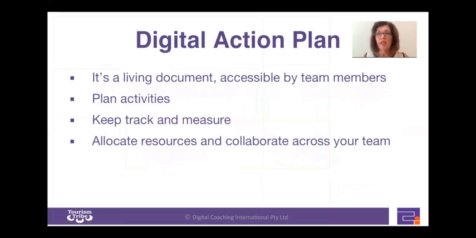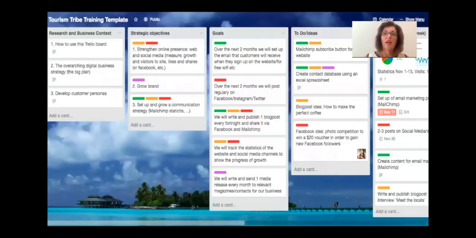A digital action plan, the short-term one, it's a living document. It's accessible by team members, the one that we're going to share with you. You can plan your activities, you can keep track and measure what you're doing, and you can allocate resources and collaborate across your team. What I'm going to show you in a little while in terms of the action plan looks like this, and I'm showing you this on the slide presentation now, but I'll actually take you live and show you what you'll be looking at if you choose to use this tool.